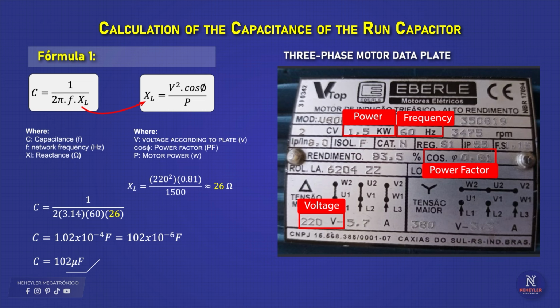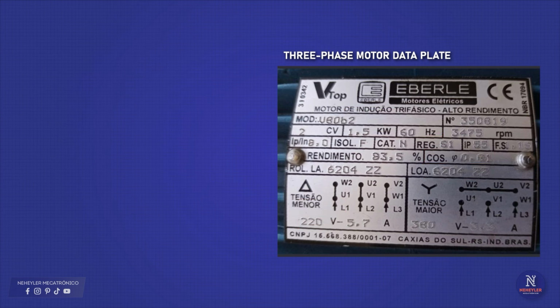In the end, the result for the capacitance gives us 1.02 times 10 raised to the minus 4. If we move the decimal point 2 digits to the right, then we have 102 times 10 raised to the minus 6, which is a submultiple of the micro, so we would have that the capacitance of the capacitor according to this formula should be approximately 102 microfarads.